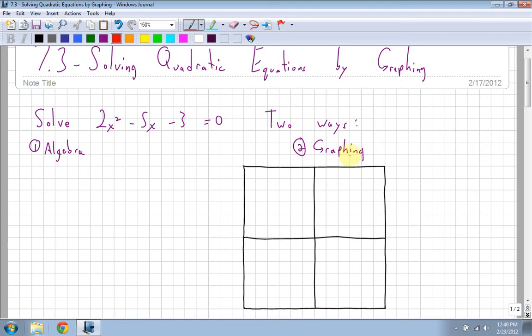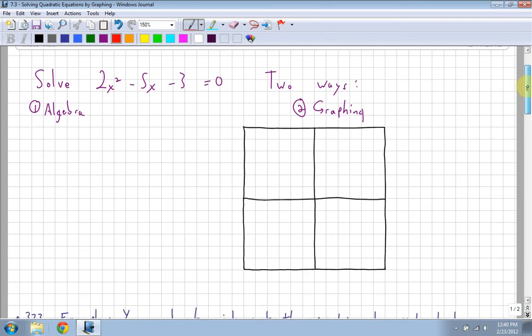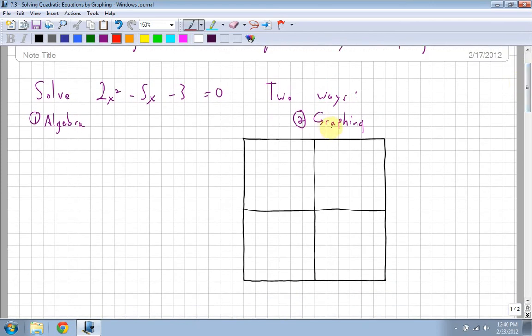Okay, for section 7.3, solving quadratic equations by graphing, if you can remember back to grade 10, you would be given a question like this: 2x squared minus 5x minus 3 equals 0, and you would be asked to solve it, not to graph it. What we're going to do in grade 11 is solve it using graphing, but I'm going to show you the first way by algebra. This should look familiar from grade 10.